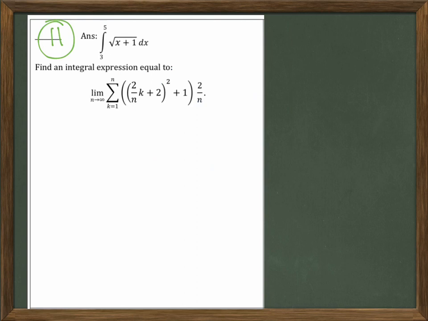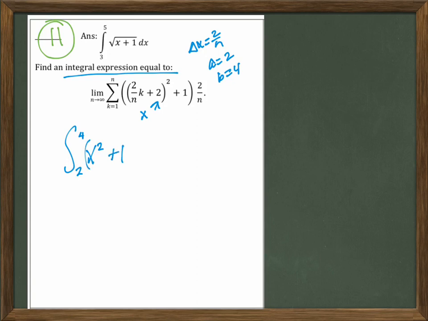All right, want an integral expression of this guy. All right, delta x is 2 over n. This time it looks like a is 2, so b has to be 4. So we're going from 2 to 4, and this is our x term, so it would be x squared plus 1 dx. Those are fast. All right.